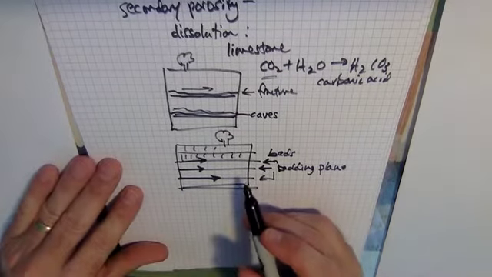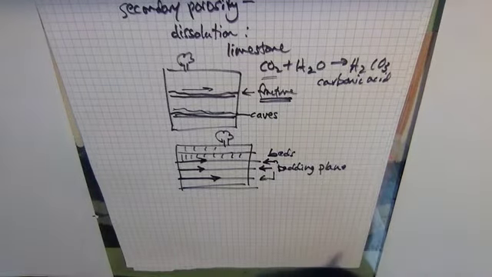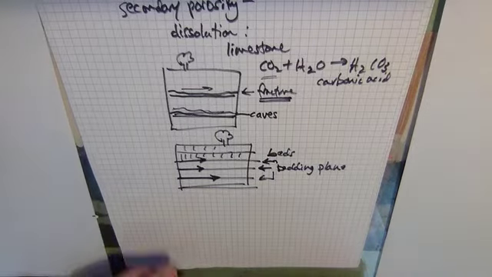Of course, other kinds of secondary porosity can come, as I was alluding to earlier, from fractures, from faults, from cracks, from joints, things like that. And anyway, that's what happens.